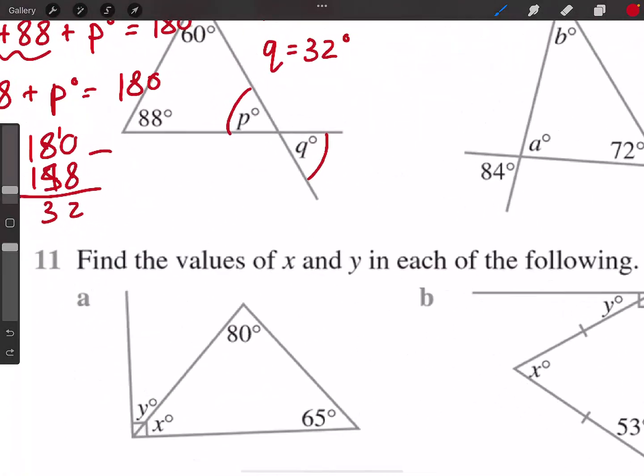And this only works for straight lines, okay? I can't have a line like this, and a line like this, and then it bounces like that, okay? These are not vertically opposite. They have to be straight lines, okay?